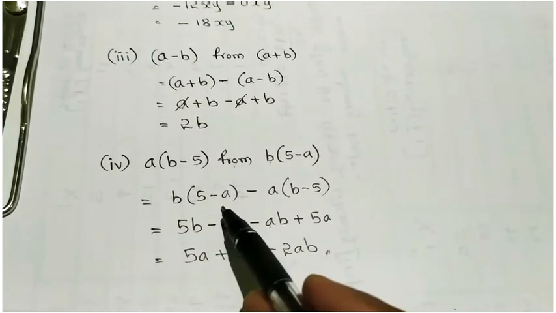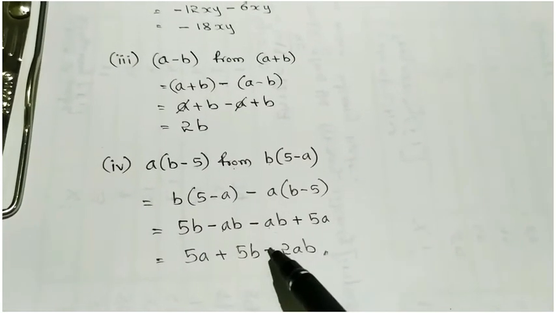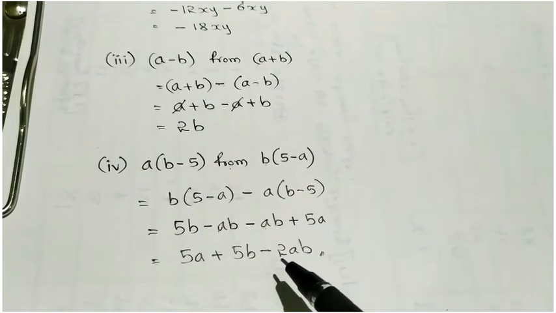Understood? So whenever they are given in brackets, first you simplify that bracket, afterwards do the subtraction as well as additions.